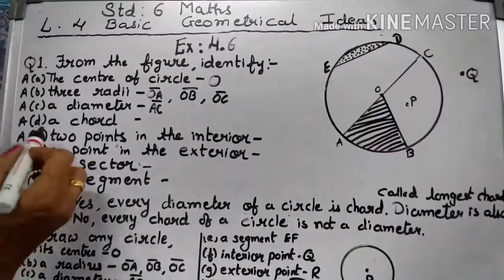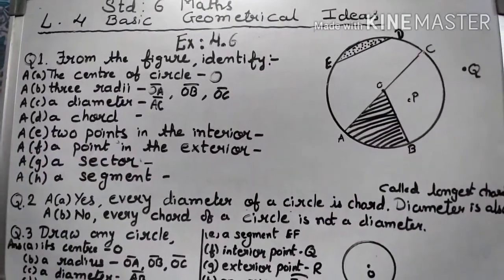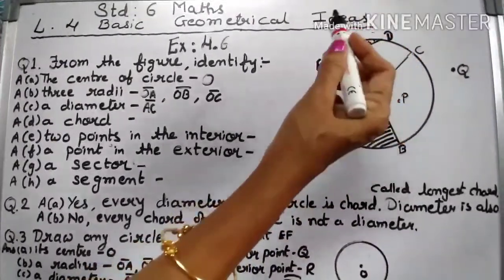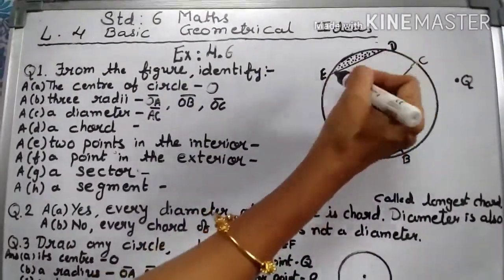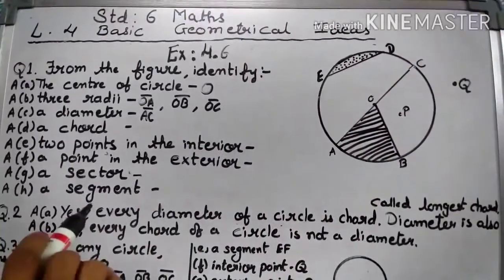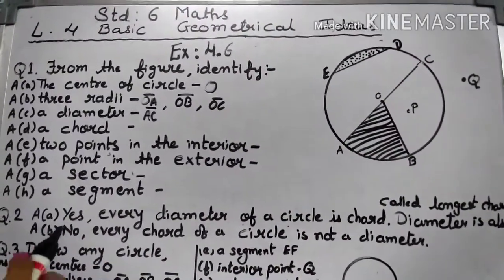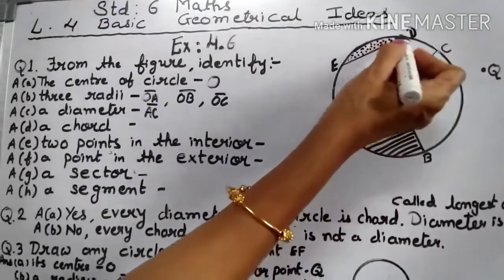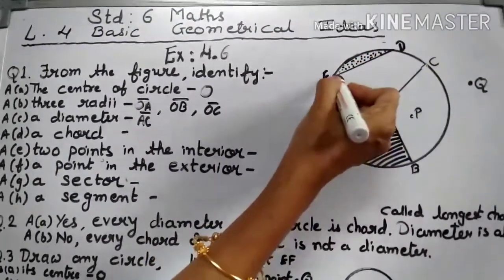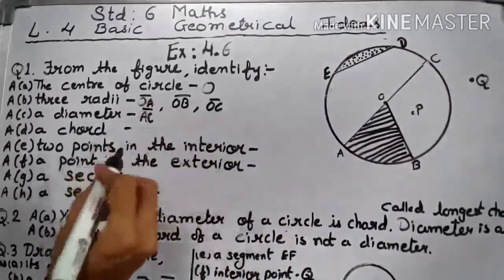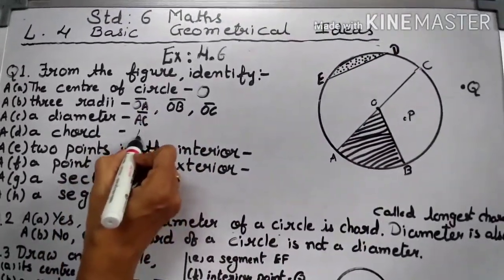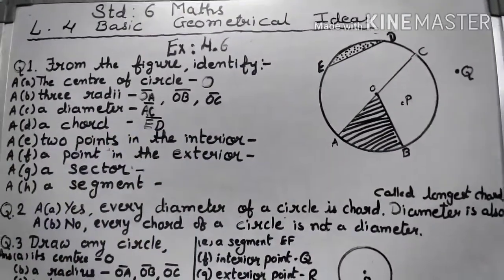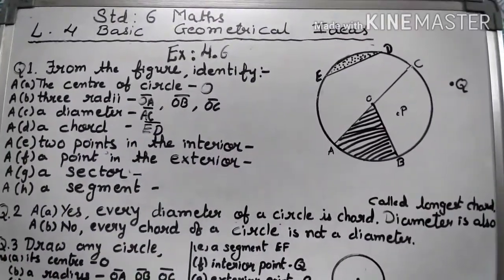Now, a chord. What do you mean by chord? A segment joining any 2 points on a circle is called a chord of a circle. Here, ED is a segment and this is a circle. It joins two points on the circle, E and D. So, your chord is ED. This is called a chord of a circle.